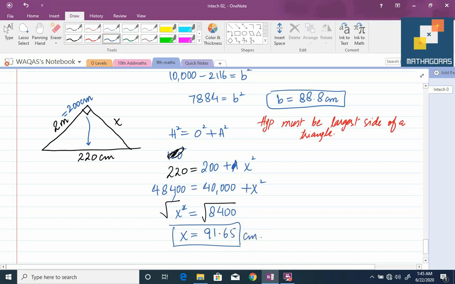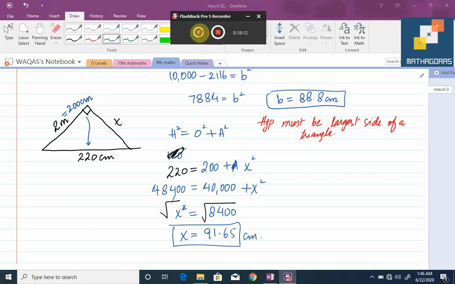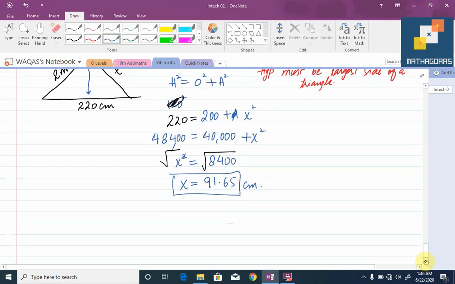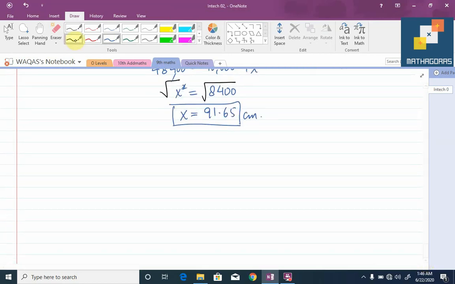So I hope that this question is clear to you. Keep in mind that the hypotenuse must be the largest length of the triangle. Secondly, all units must be the same. If there are different units like meter, centimeter, millimeter, you need to make all units the same and then solve your question. Moving forward, some more examples. After that, I will give you homework questions.